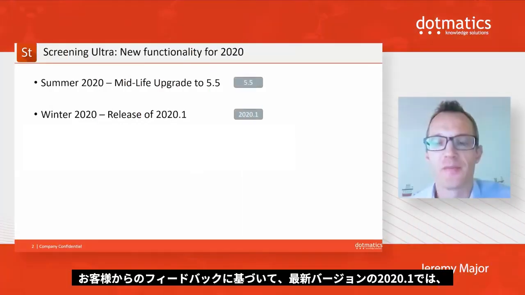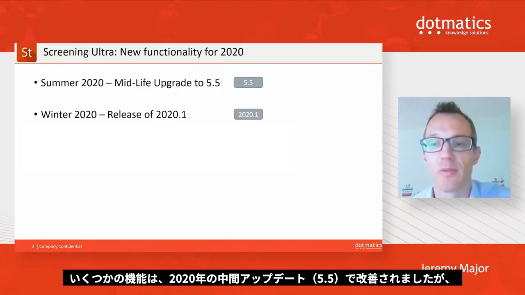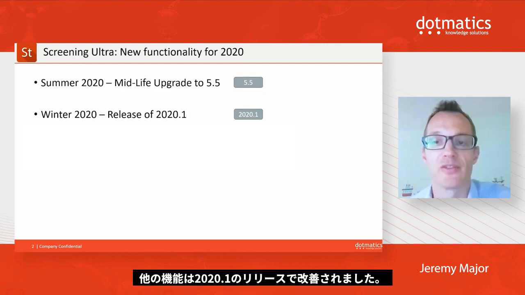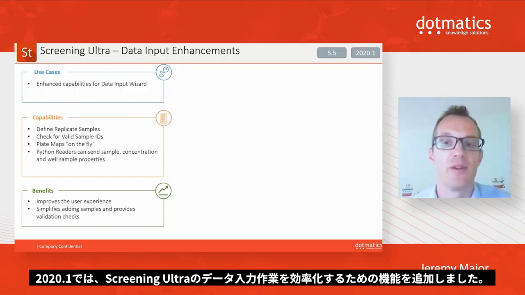We've made many enhancements to Screening Ultra in 2020 based on feedback from our early customers. Considerable attention has been made to further streamline the intuitive interface, both for end users and admins. Some of these improvements were introduced into 5.5 midway through the year, and others will become available in the upcoming 2020.1 release.